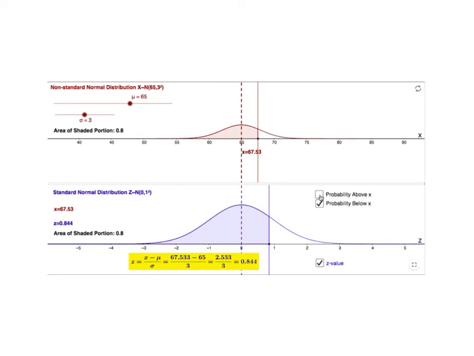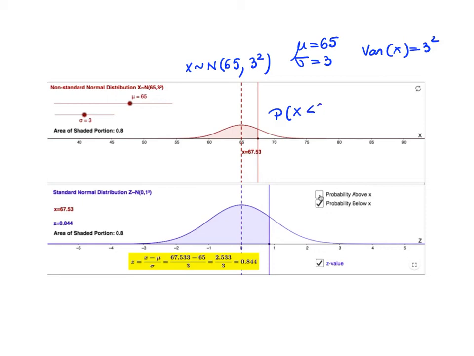Notations to reflect this situation: we need to get our notations right as well. X is normally distributed with 65 as the mean, always coming first, and 3 squared as the variance. So the mean is 65, and mu I use for the mean. Sigma, the standard deviation, is 3. The variance of x is 3 squared, or 9. What I see on this diagram is that the probability of x smaller than 67.53 is this area here, which is 80%.